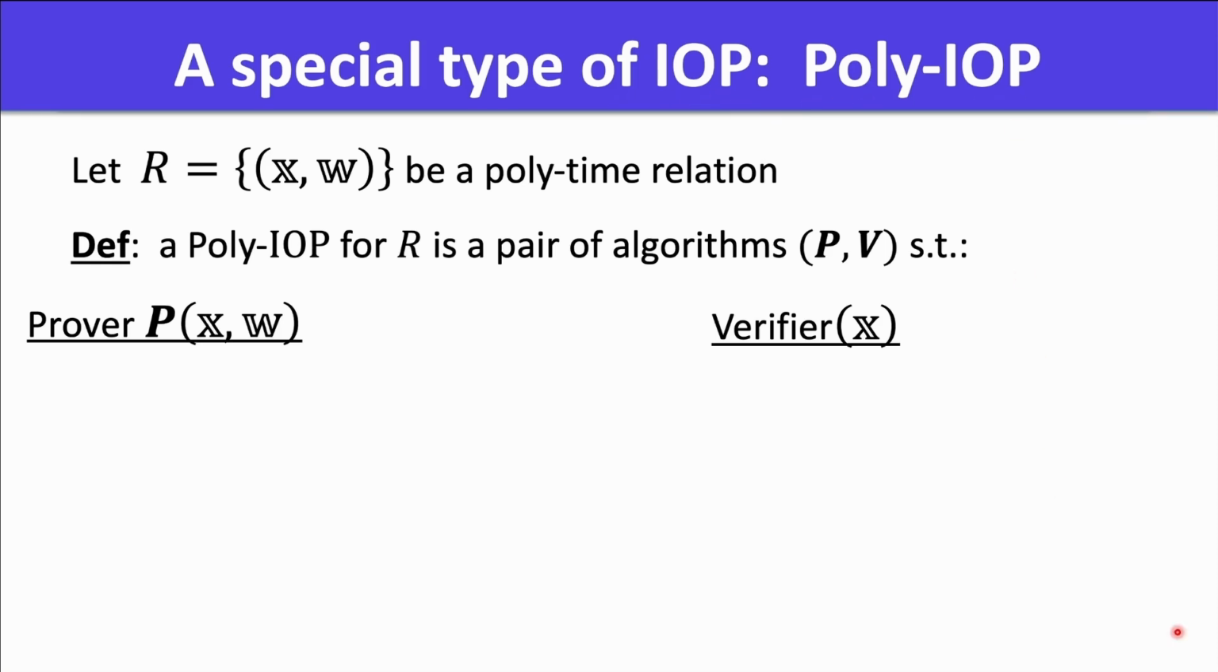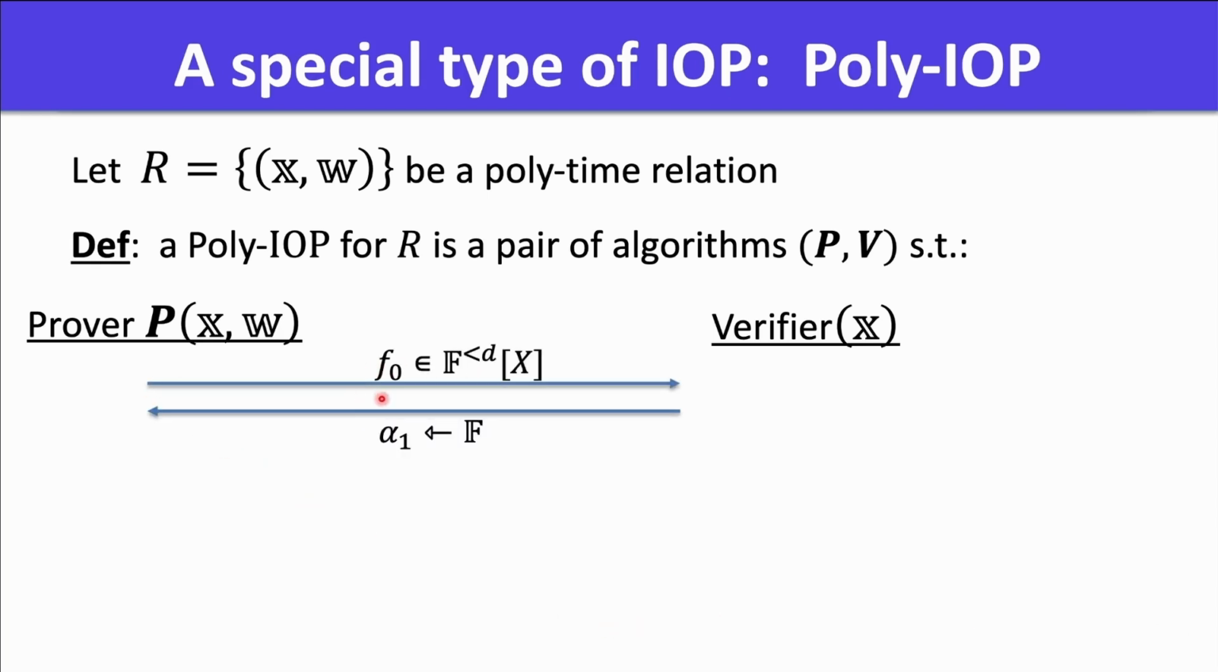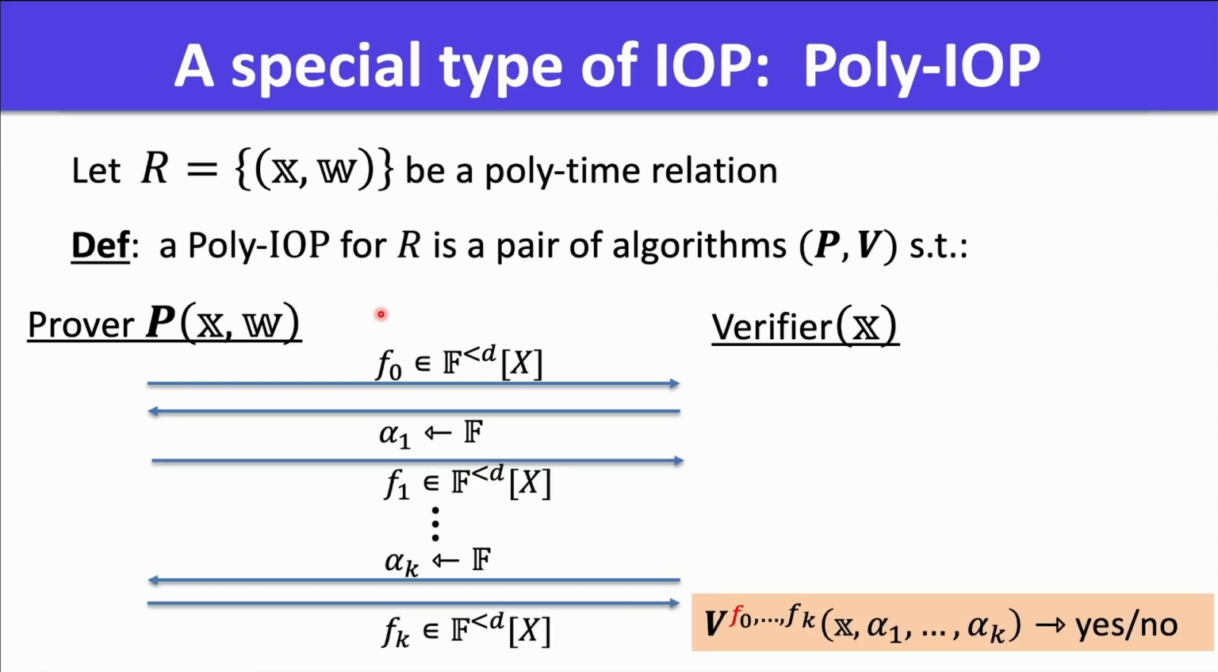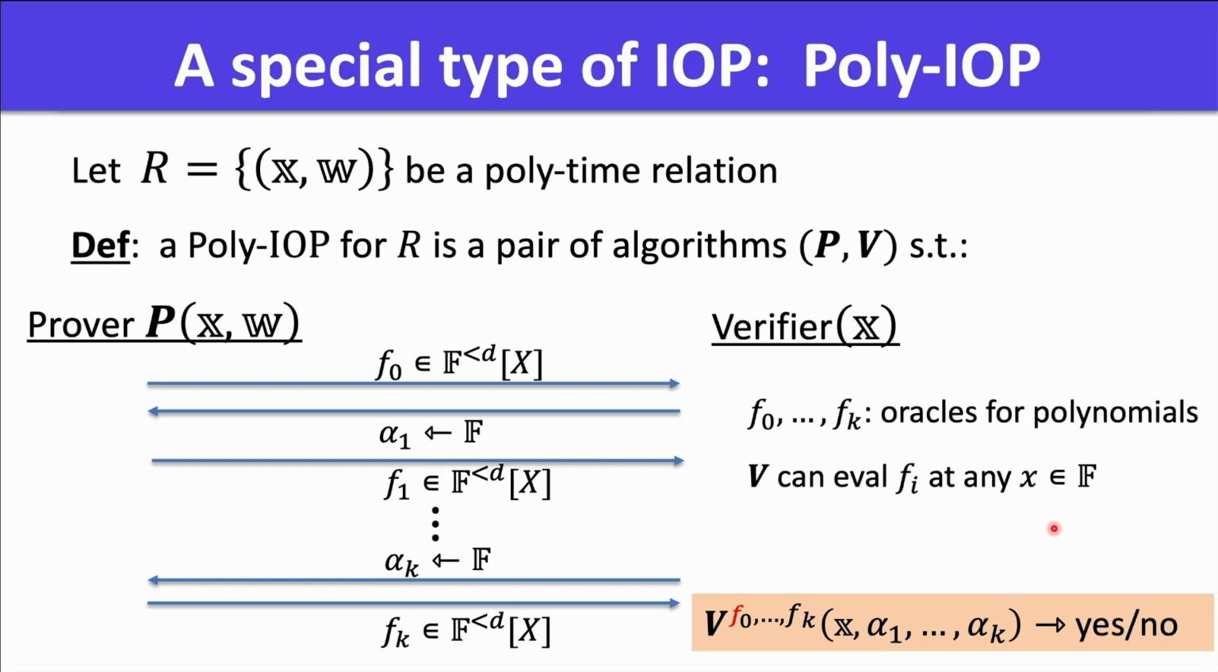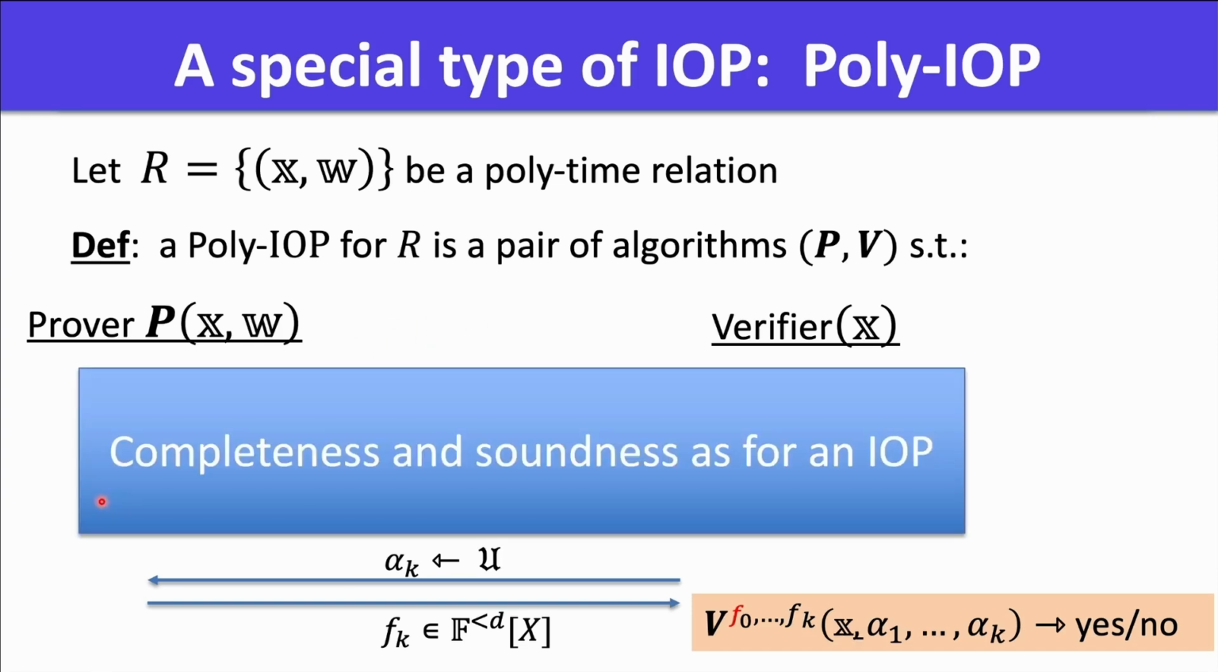So a Poly-IOP works the same way as an IOP. The one difference is that what the prover actually sends to the verifier are basically bounded degree polynomials. So rather than sending arbitrary strings, the prover is sending bounded degree polynomials, and everything else continues the same way. So the verifier responds with challenges, the prover sends more bounded degree polynomials, and then at the very end, the verifier basically can query these polynomials at arbitrary points in the finite field, and then decide whether it wants to accept X or reject X. So this is a special case of an IOP in that the strings that the prover sends to the verifier must be polynomials of bounded degree. So completeness and soundness is defined for a Poly-IOP just as for an IOP.